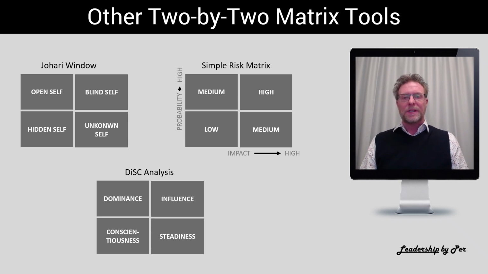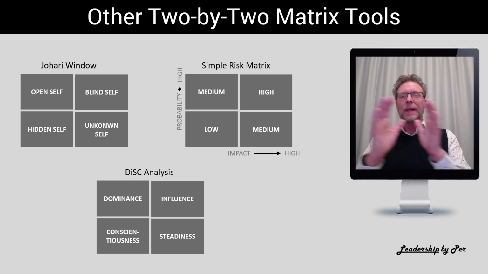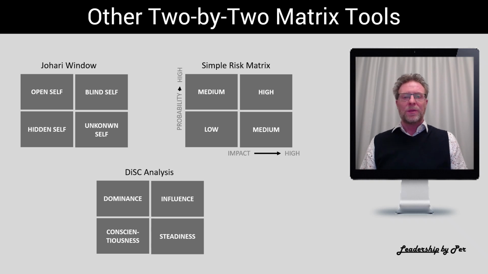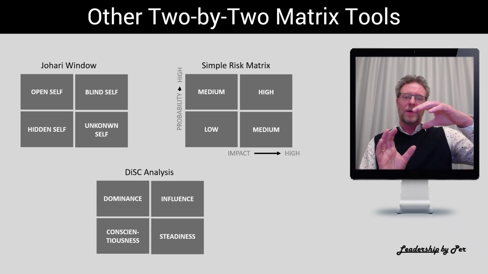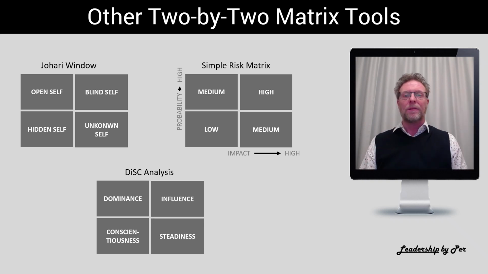Secondly, the simple risk matrix, which is a tool to assess and prioritize potential risks and impacts, and ranks them according to probability and impact. In most cases, I use a 3 by 3 or even a 5 by 5 when conducting risk assessments to get a better granularity. However, a 2 by 2 works fine for assessing simple risks on your own.